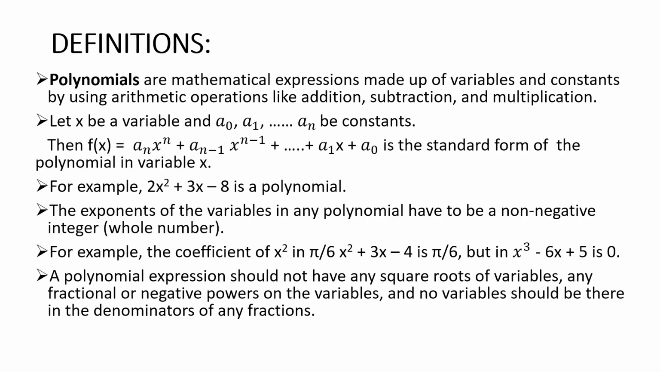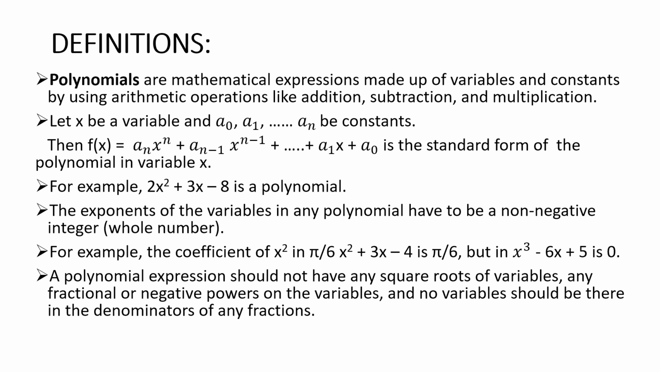First, some definitions. Polynomials are mathematical expressions made up of variables and constants by using arithmetic operations like addition, subtraction and multiplication. So the general or standard form of a polynomial is, if x is a variable and a0, a1 up to an are constants, then f of x is equal to an x raised to n plus an minus 1 x raised to n minus 1 up till a1x plus a0 is the standard form of the polynomial in variable x. For example, I can say 2x square plus 3x minus 8 is a polynomial.